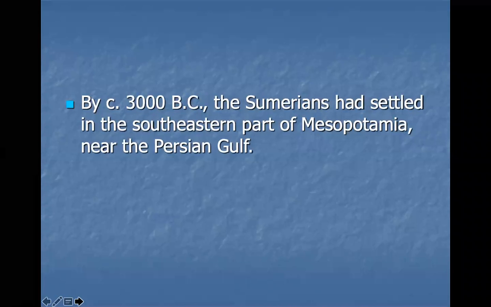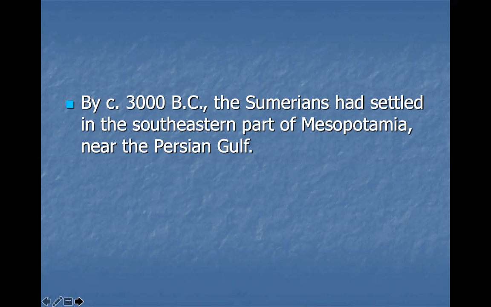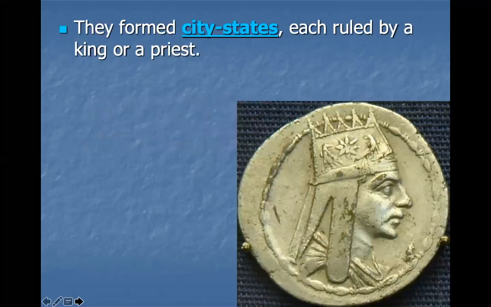By 3000 BC, the Sumerians had settled in the southeastern part of Mesopotamia near the Persian Gulf. City-states were one of the forms of government, ruled by a king or priest. So the city and the surrounding area, the city-state. A city-state here would be like Martinsville, and then Henry County surrounds it. Danville, Pittsylvania County surrounds it. So the city and the area around it.